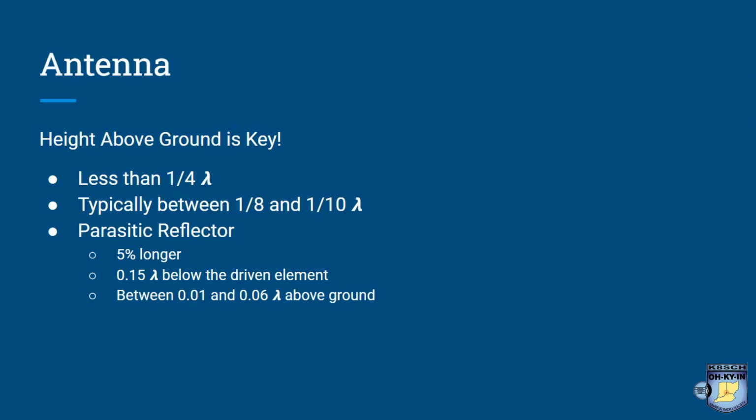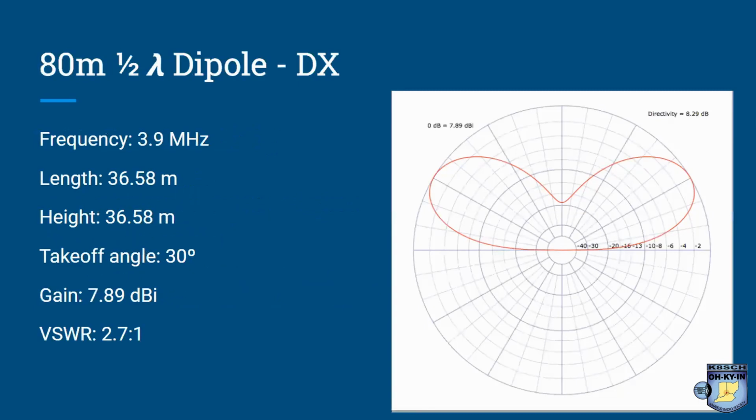It's either 15 hundredths of a wavelength below the driven antenna, or between 100th and 600th of a wavelength above the ground. This is ripe for experimentation. I've seen people who swear you don't want it too close to the ground, you want it close to the antenna, within that 15 hundredths of a wavelength. And another guy's like, no, close to the ground. You can leave that lying on the ground. It works. So there's some experimentation that you can do here.